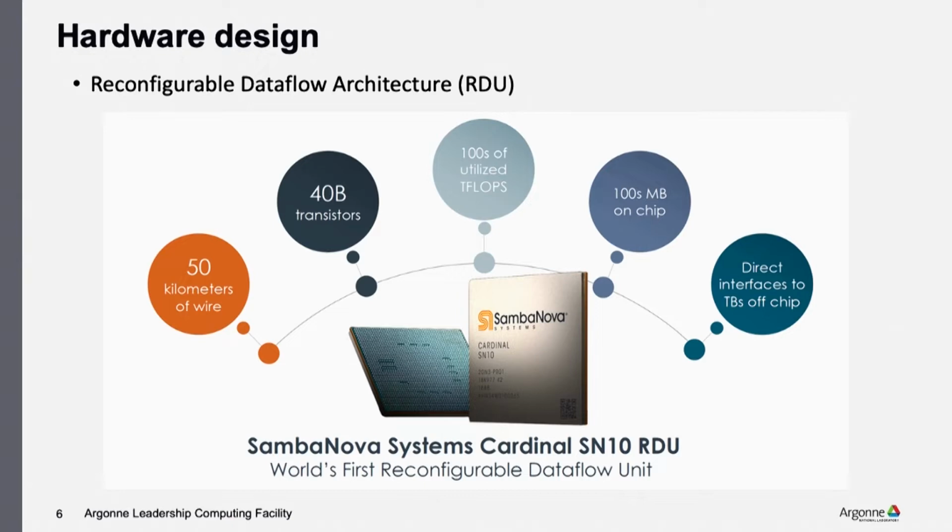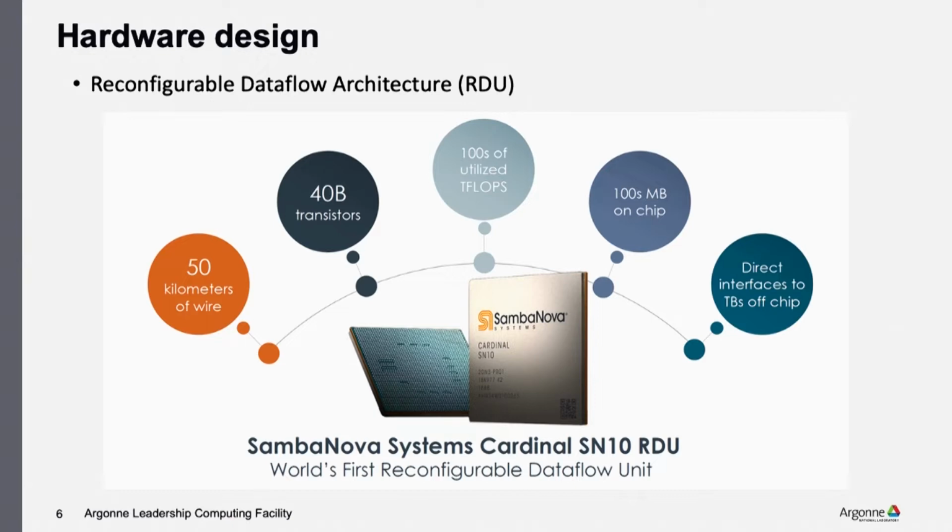The real number is around 200 teraflops for one chip. And they also have 100 megabytes of on-chip memory. This is much bigger compared with the latest GPU such as NVIDIA A100. And then it also has off-chip memory of around a couple of terabytes.